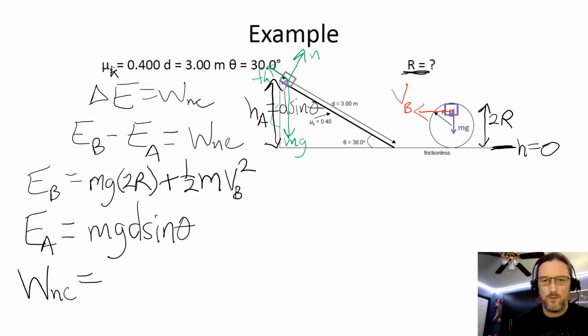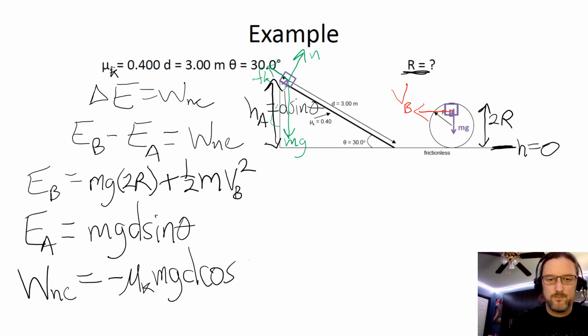And then the work, once I figure out that force of friction, is that times distance d. I'm going to get minus mu k mg d cosine theta. Take a second, convince yourself that that's the case.